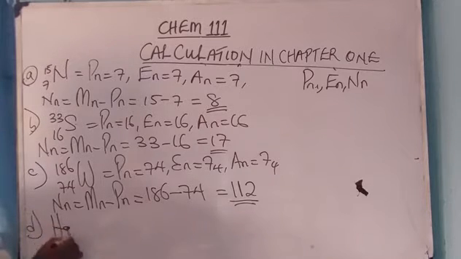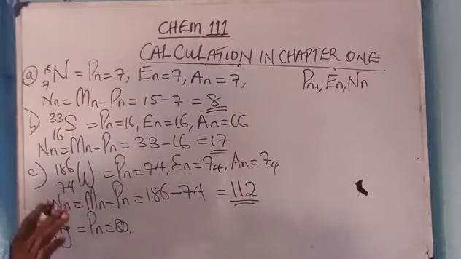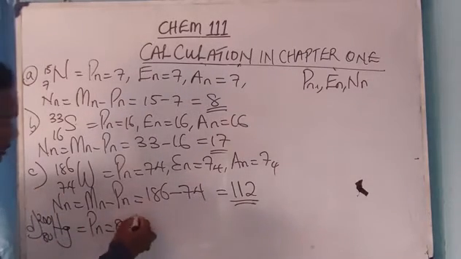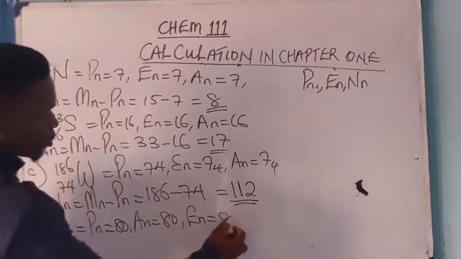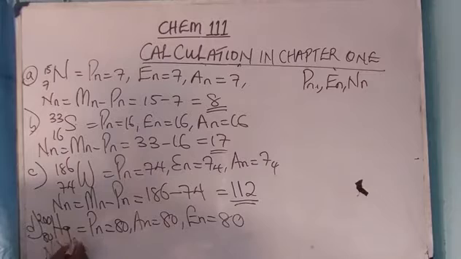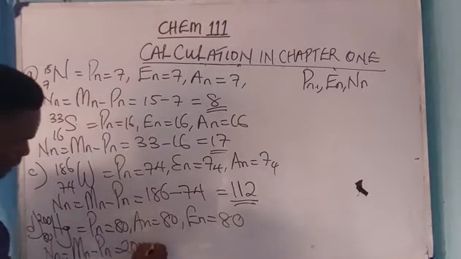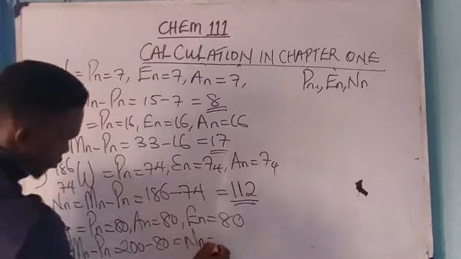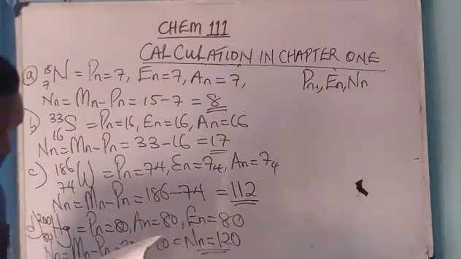Now the next one, let me do mercury. Mercury, which is Hg-200, with atomic number 80. Therefore, the proton number is 80. Just follow it step by step. Then the atomic number is the same thing, 80. Then electron number is the same thing, 80. Hope we are following. Just pay proper attention. Now, to look for the neutron number, it is mass number minus proton number, which is 200 minus 80. Therefore, neutron number equals 120. So that is the answer, please. It is very, very easy.